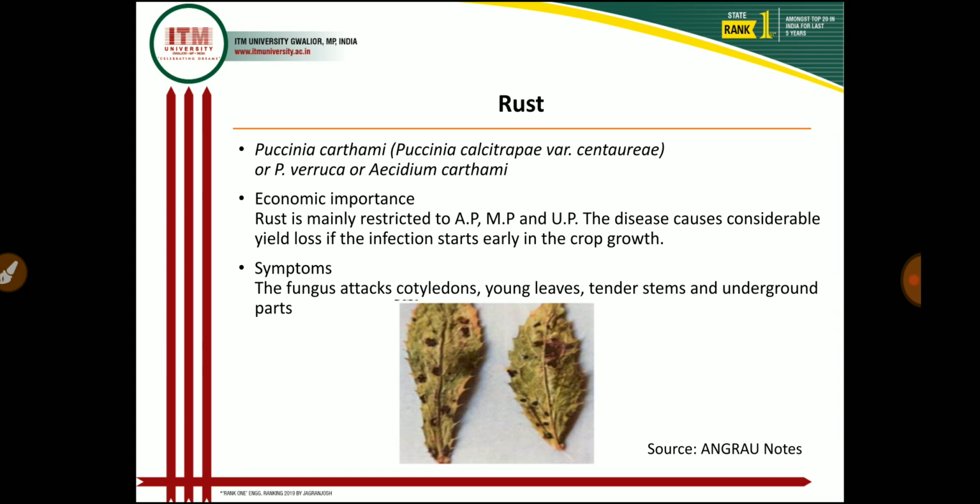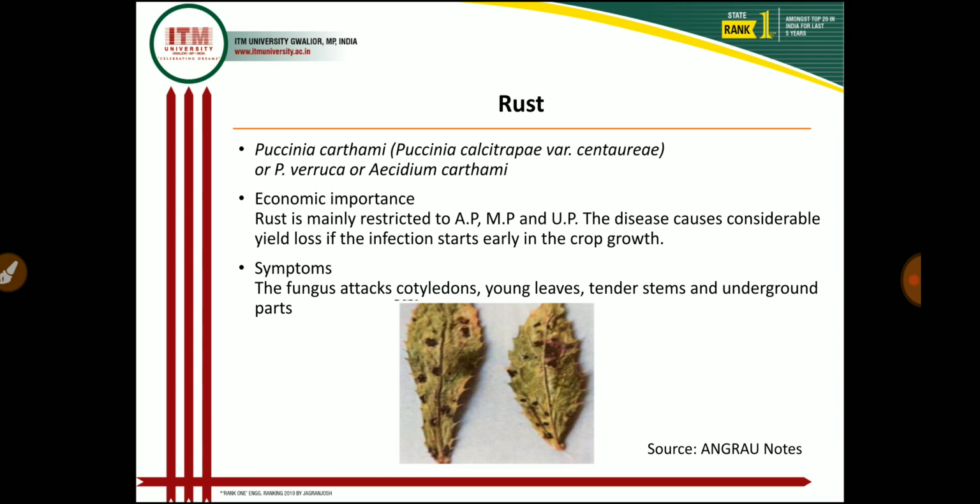Uredia and telia are produced, and pycnia and aecial stages are unknown in safflower rust. Urediospores are single-celled, light brown colored, and echinulate, and teliospores are globose to broadly ellipsoid, two-celled, chestnut brown in color, thick-walled with hyaline pedicels. These are the pathogen characteristics of Puccinia carthami.